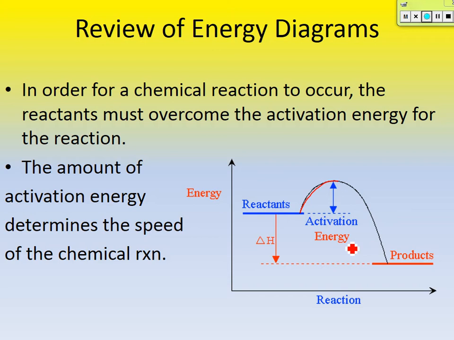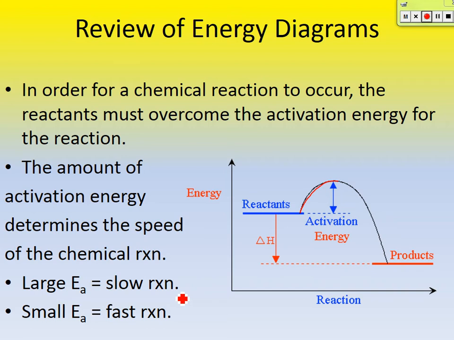Now let's make a prediction. What if the hill is huge? What if it's just a lot of energy? Fast or slow? Slow. The reaction is going to be very slow. What if that hill is really small? Fast. It's going to occur very quickly. So a large energy of activation equals a slow reaction. What if that hill is not so large? What if it's really small? Then it's going to be a fast chemical reaction.